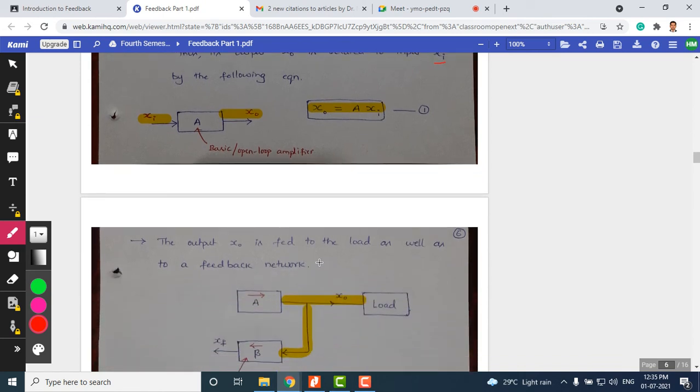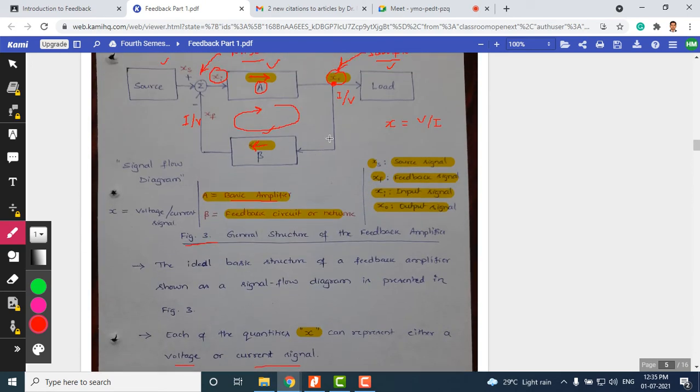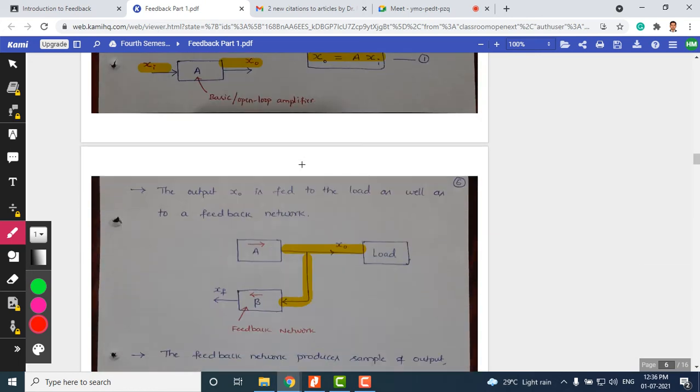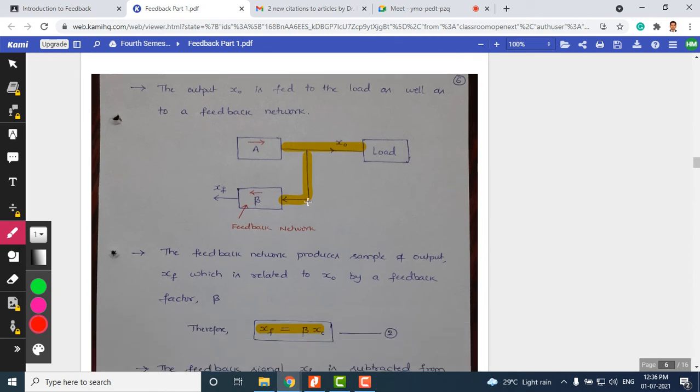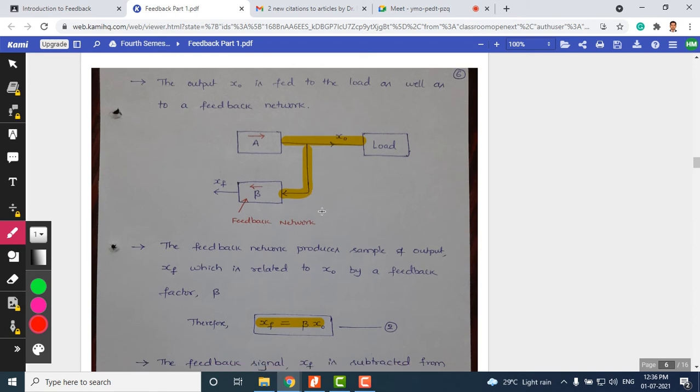The output X naught is fed to the load as well as to the feedback network. As you can see in the general feedback structure, the output of the amplifier goes to the load and also comes back to the feedback network. The output X naught goes to the load and comes back to the feedback network, as extracted from the general structure.